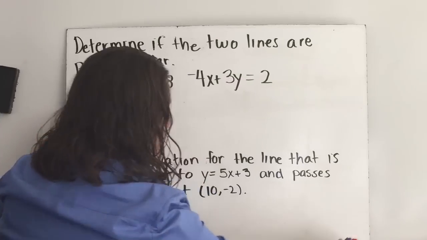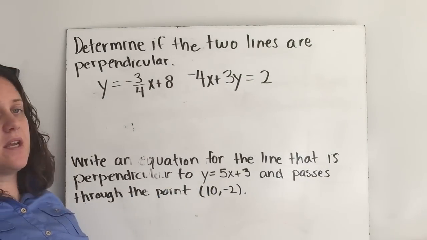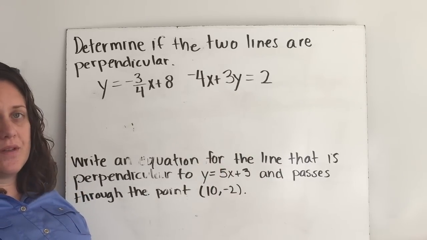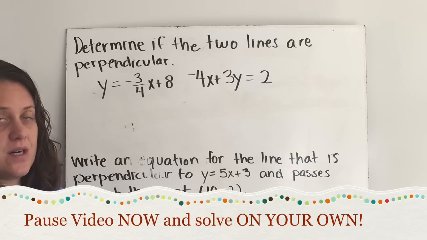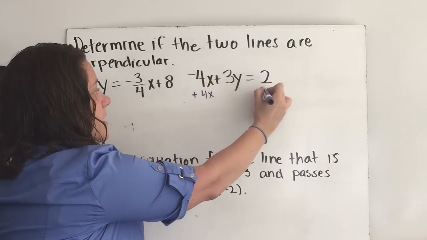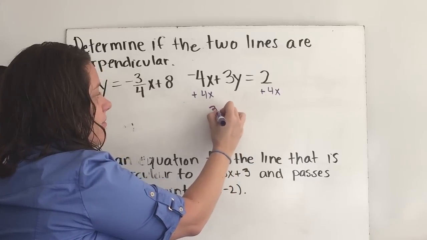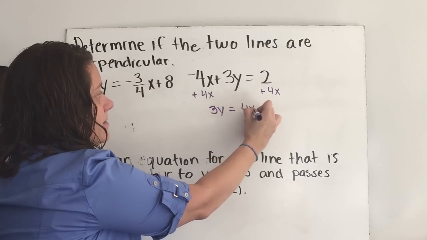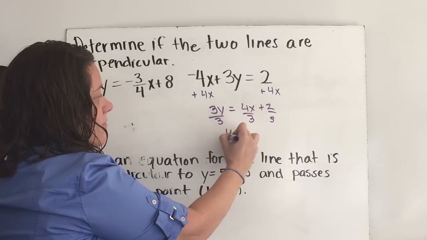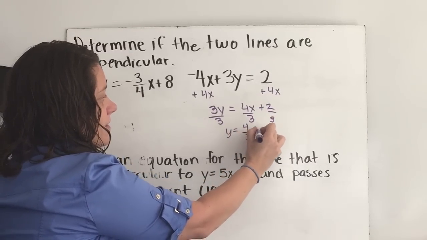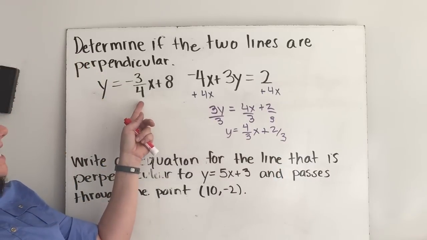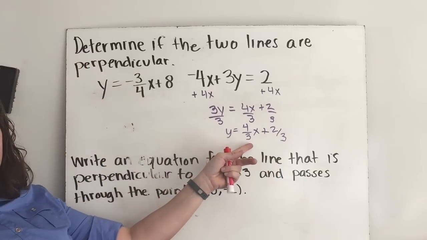So the first thing we're going to do here is determine if the two lines are perpendicular. So remember, you need to put that into slope-intercept form so you can identify the slope. Okay, so pause the video and try that. Welcome back. So of course I'm going to add 4x to both sides. So I have 3y equals 4x plus 2. I'm going to divide by 3. And I have y equals 4/3 x plus 2/3. Okay, so I see here is negative 3/4, and here is a positive 4/3.